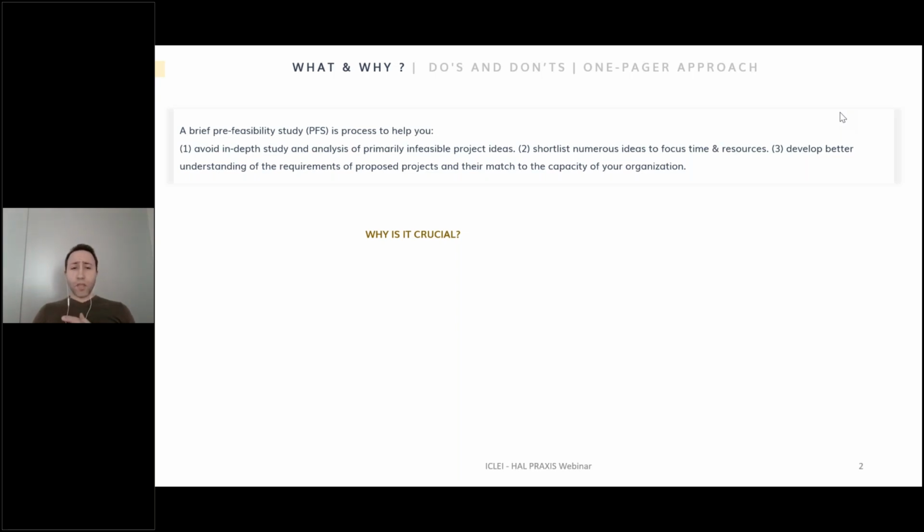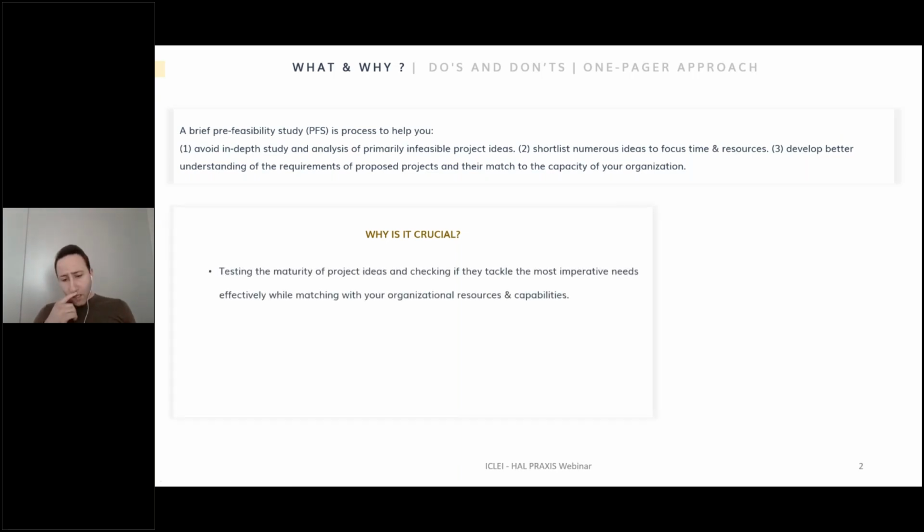And through a PFS, which is actually a very good point, you start to build a proper understanding of your project, because one of the common mistakes in feasibility studies is that people start jumping into studying something which they don't properly understand. They don't understand what is required to do it. They don't understand the technical, the legal, and the financial dimensions of it. So a PFS is really a crucial stage you have to go through. Now, why is it crucial?